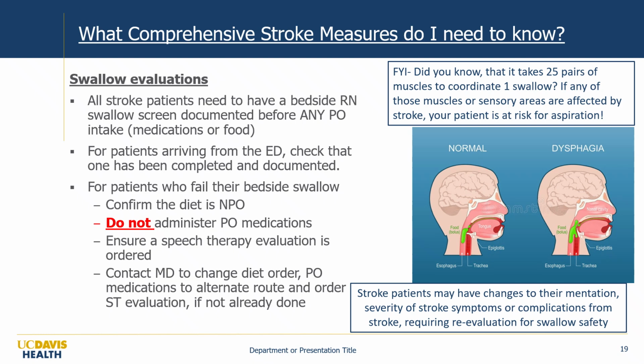So if even one of these muscles is affected by the stroke, your patient can be at risk for aspiration. So what do you do about this? Make sure that your patient has had a bedside RN swallow screen completed and documented. If the patient fails the screen, do not administer any oral medications, food, or drink until evaluated by speech therapy. Please make sure to follow the speech therapy recommendations closely in order to help prevent this complication from stroke.